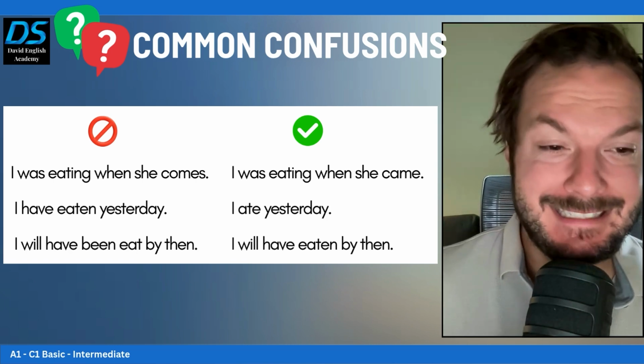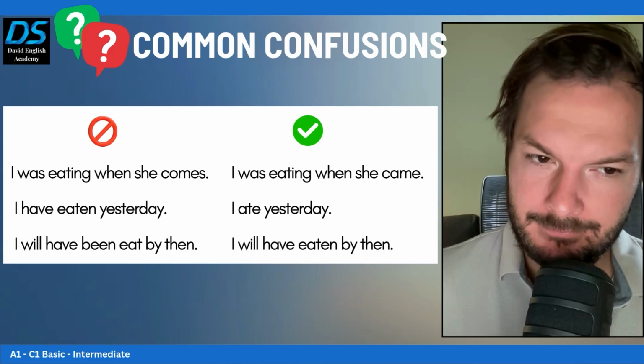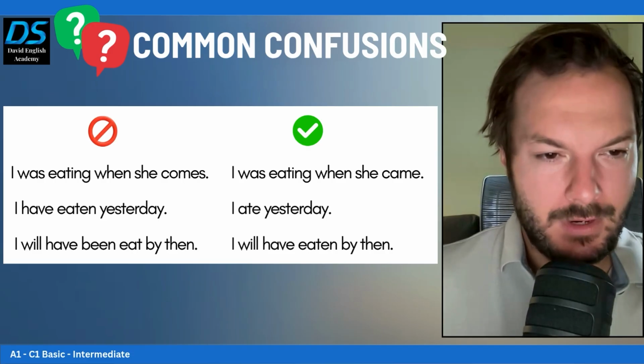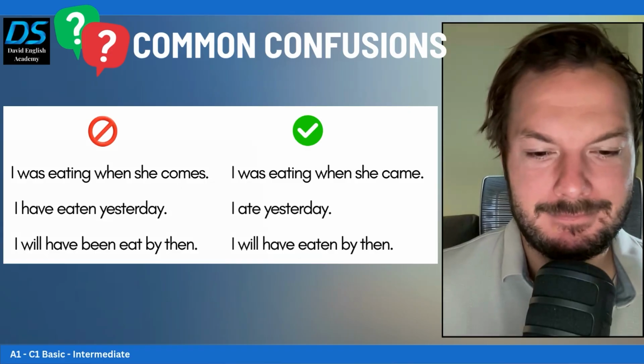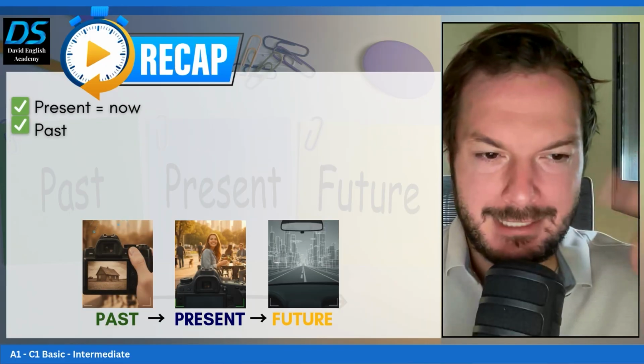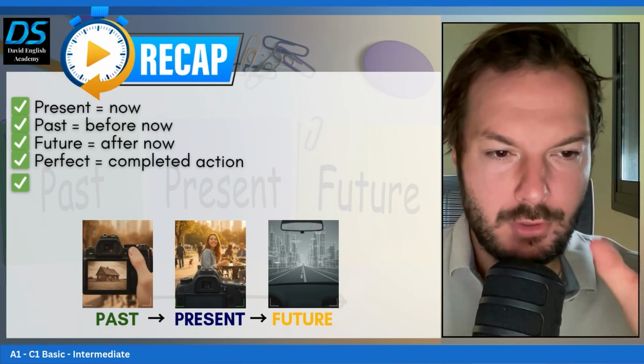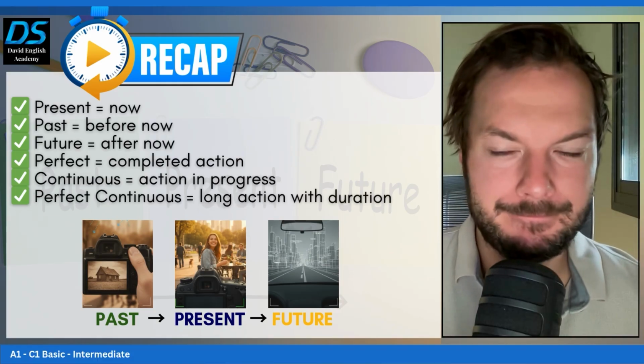"I will have been eat by then." You want to say "I will have eaten by then." Here's a little recap before our quiz, our drill.